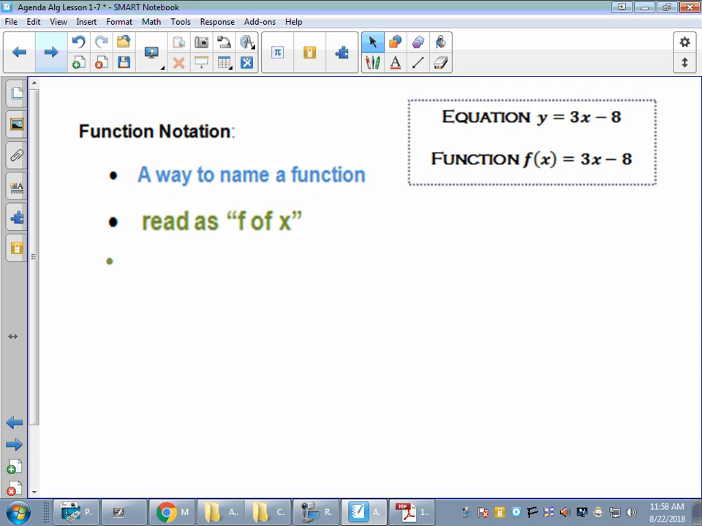All we're really doing is taking the y here and replacing it with the f of x. It's just, like I said, a fancy way to read it. But the f means function, so you're doing the same thing. You're substituting values in. So it just replaces the y with an f of x.